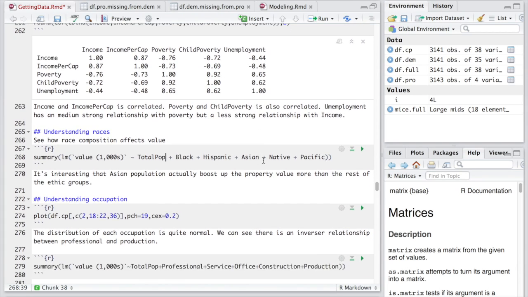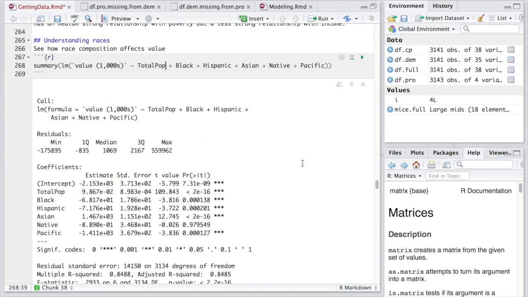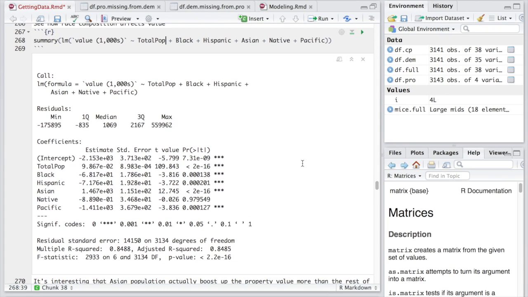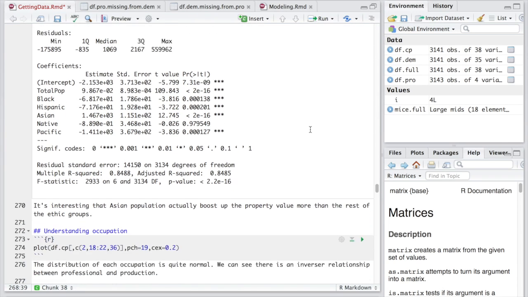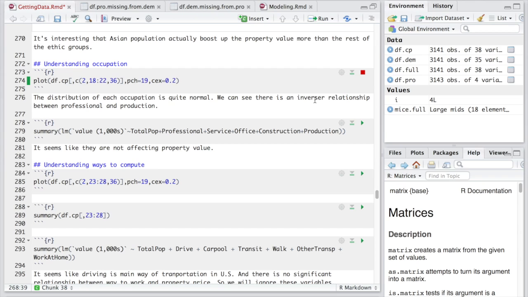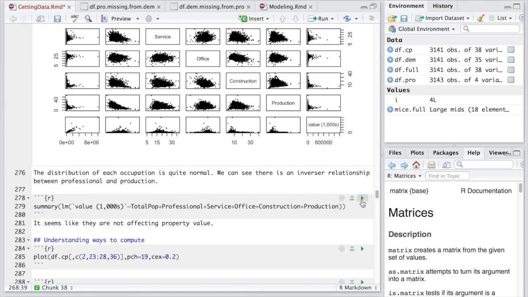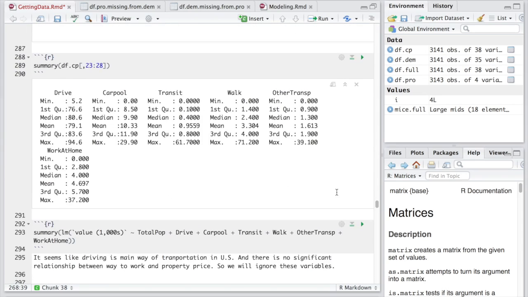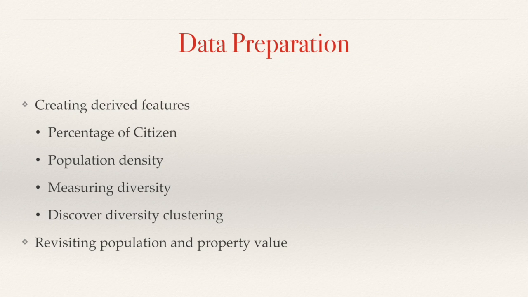Then, let's try to understand how race compositions affect the property values. In this preliminary linear regression model, we can see how racial compositions affect property values. The dataset also provides the type of occupation as well as the method of transportation in each county. However, after doing some basic analysis, those data are not very interesting and will be omitted in this presentation for the sake of time. Now, we'll move on to the data preparation phase in the CRISP-DM model.